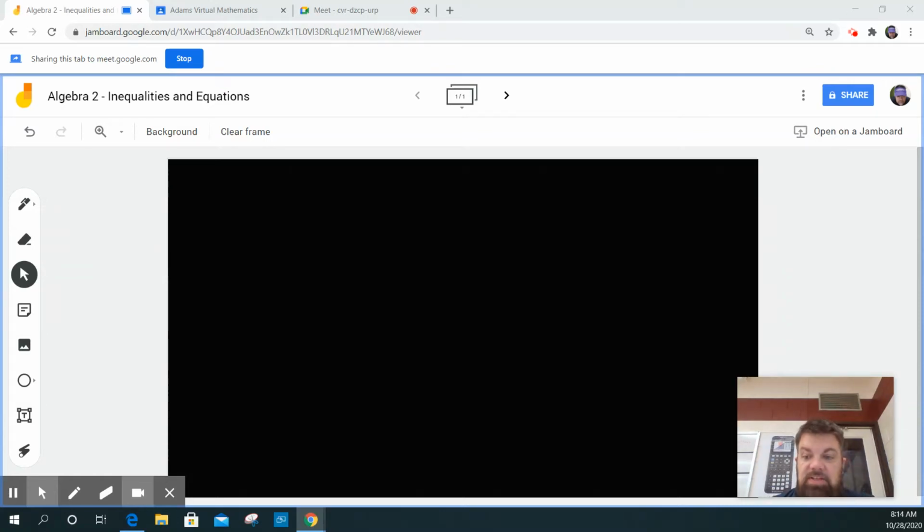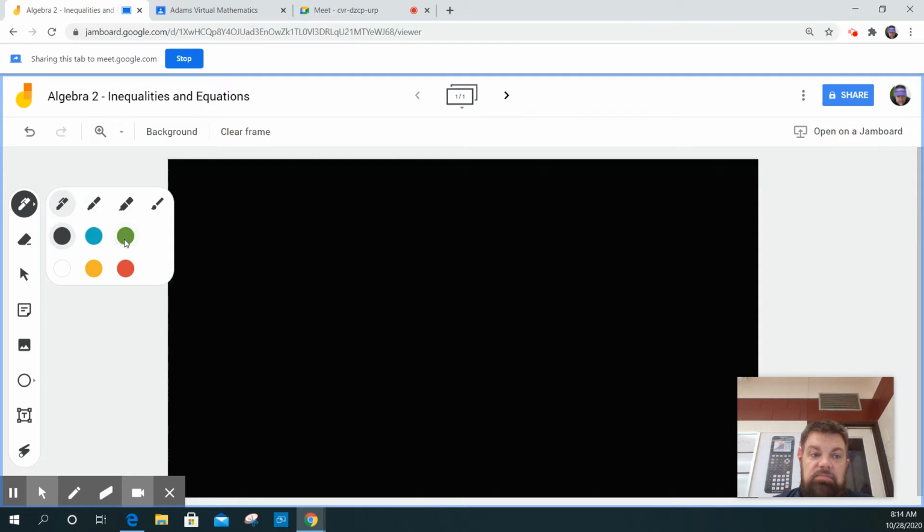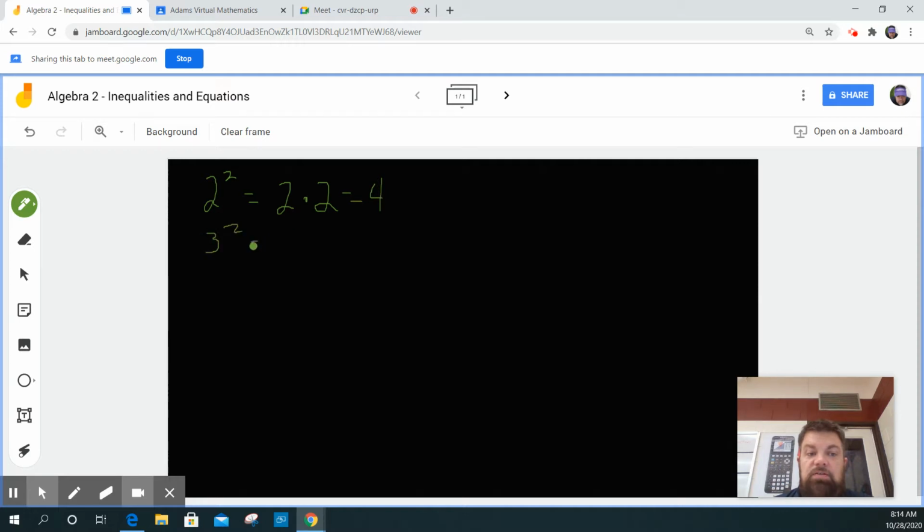So I'm just going to go through some of these example problems and see if it helps. So the first thing I want to talk about is squares and square roots. So 2 squared is equal to 2 times 2, which is equal to 4. And 3 squared is equal to 3 times 3, which is equal to 9. So this is pretty easy.